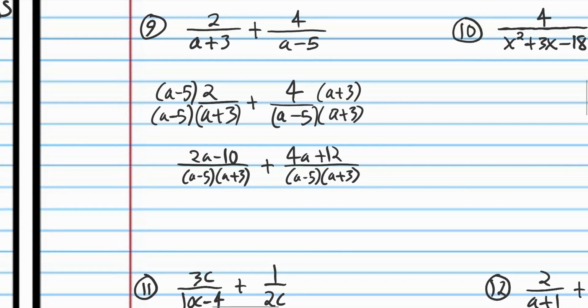So now that we have a common denominator, and again, I could FOIL these out, but we want to keep those factored because we might be able to reduce. So now that we have a lowest common denominator, we can go ahead and add these fractions together. 2a plus 4a is 6a. Again, we're just adding the numerators. Negative 10 plus 12 is positive 2.